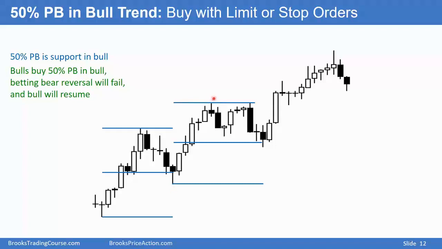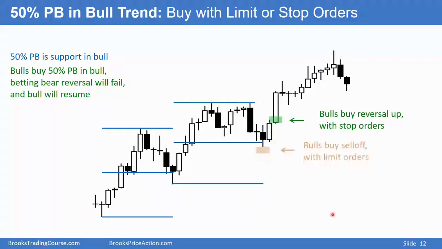Another strong reversal up. Bulls will place limit orders to buy a 50% pullback or above the high of the reversal bar or above the high of this bull bar, betting that the bull trend is resuming. Very common for the market to dip just a little bit below 50%, to test below it. And because it often dips just below 50%, traders with limit orders at 50% usually get filled.